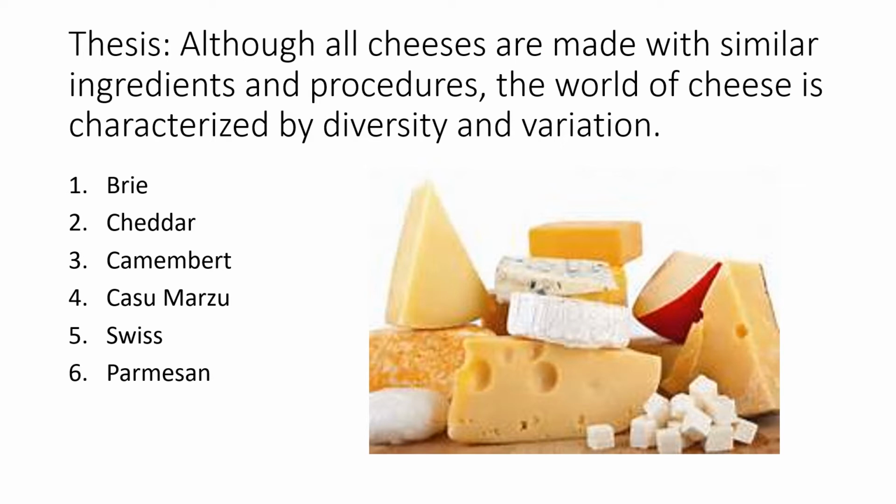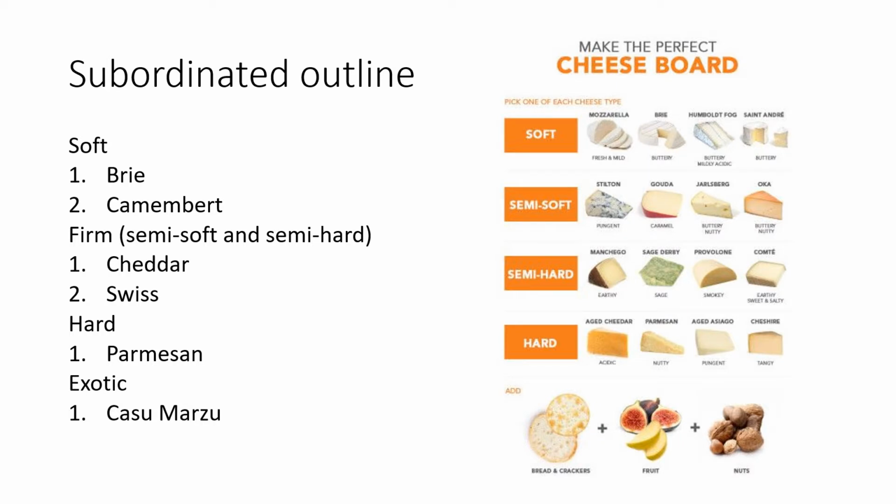Looking at this list, I can begin to consider how similar items on the list might suggest the development of higher order categories, providing my outline with a new level of subordination. So here's an example of a subordinated outline, an outline where some elements are nested within bigger elements. For example, there are 4 kinds of cheese that I'm going to consider: soft cheese, firm cheese, hard cheese, and exotic cheese.